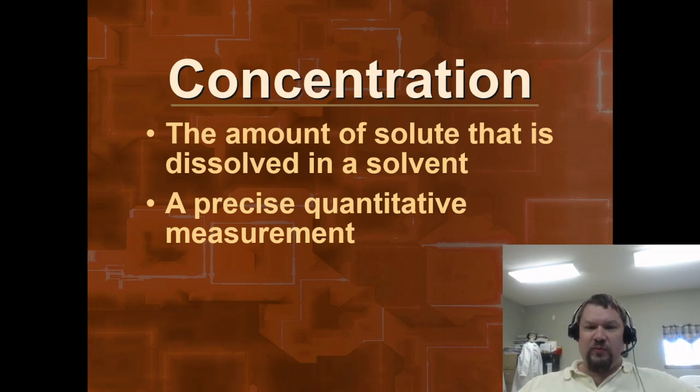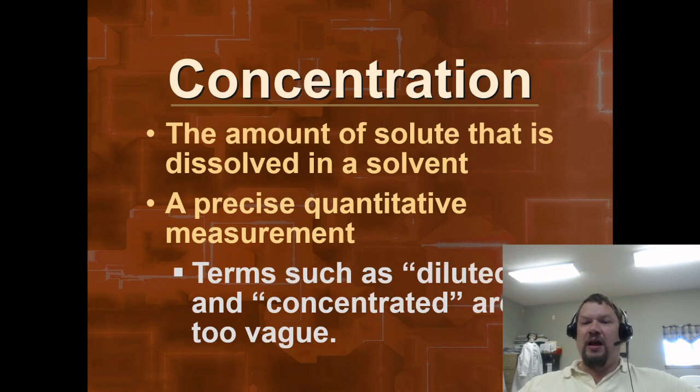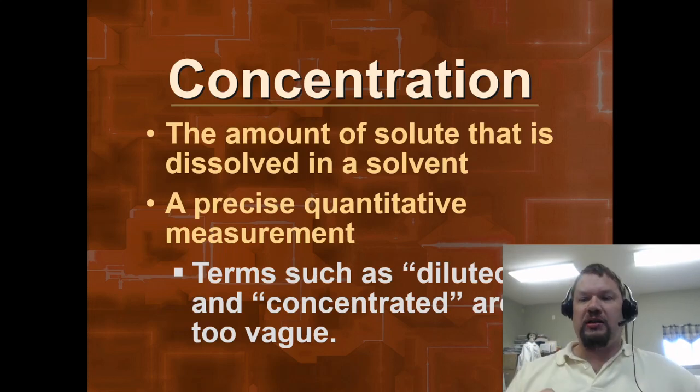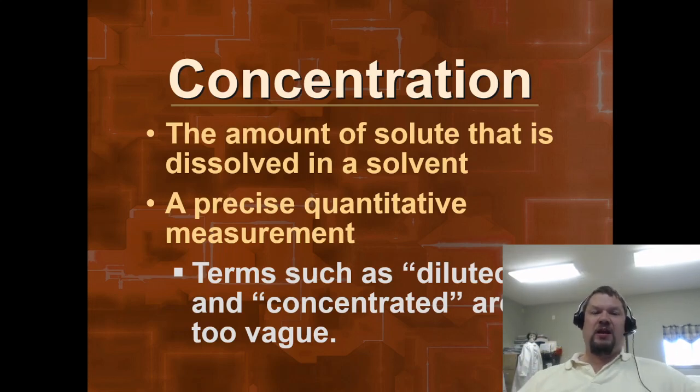There are some terms that we commonly use, things like concentrated or dilute. Diluted or concentrated, for the purposes of chemistry class, are really too vague of terms for us to be able to discuss them. We need to be able to discuss in terms of actual numbers, not qualities, but quantities. And that's very, very important as we're beginning into this.